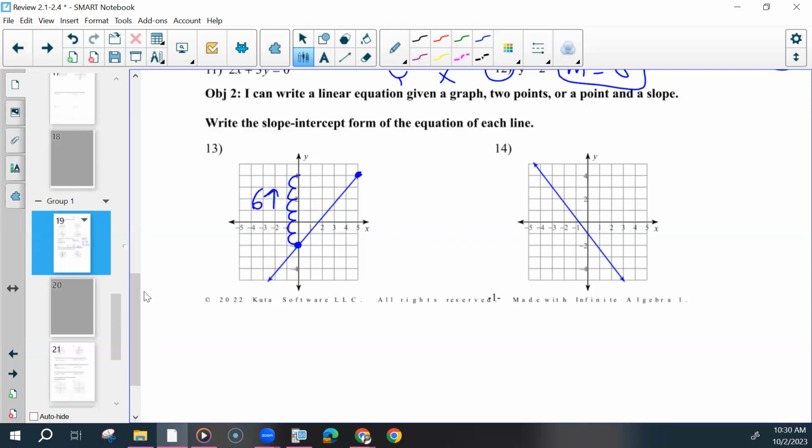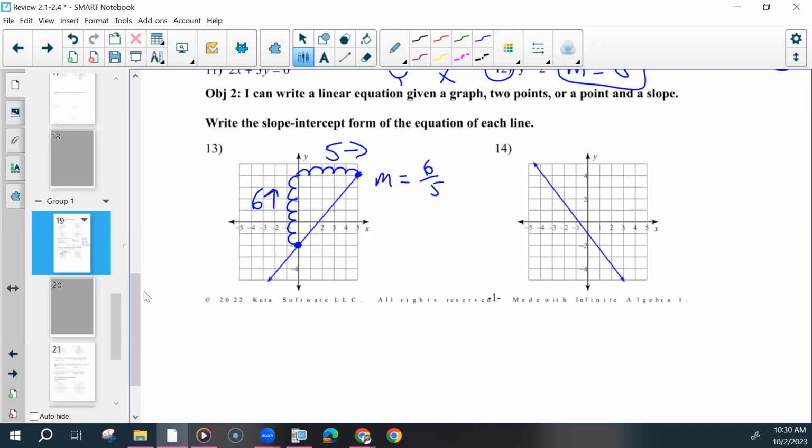We're gonna go up 6 and to the right 5. We're gonna have a positive slope, 6/5. Make sure you go up or down before you go left or right, so that the up goes on top.